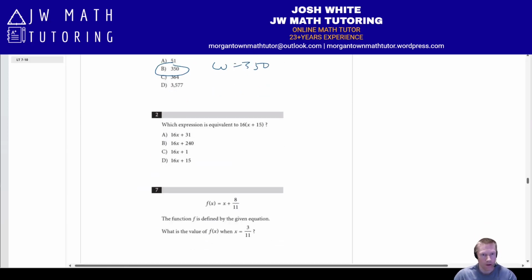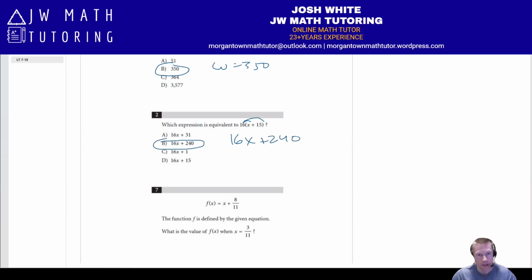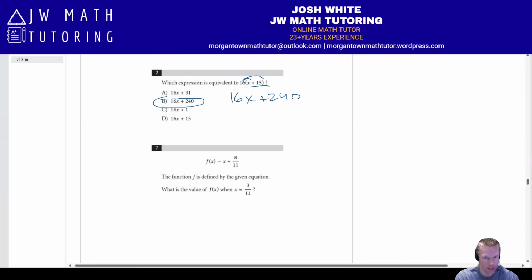All right, next up, basic distribution property. 16 times x, 16x. 16 times 15, it's going to be 240. Correct answer is going to be letter B. Now, of course, you could go to Desmos and you could type the original expression, and then you could type each of the answer choices and see which ones are equivalent as well. Probably longer for a basic problem like this, but it is still an acceptable method.